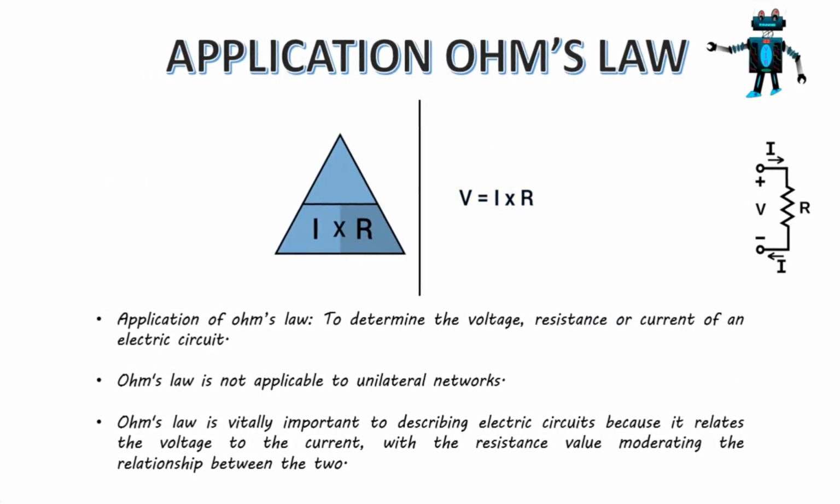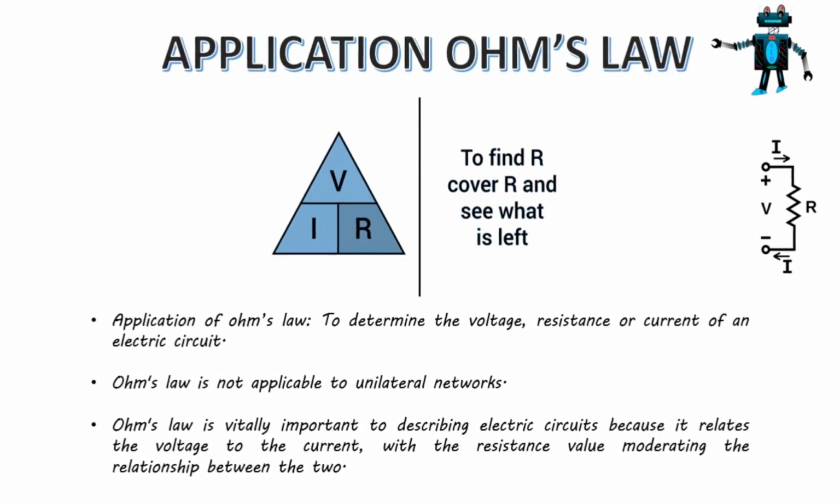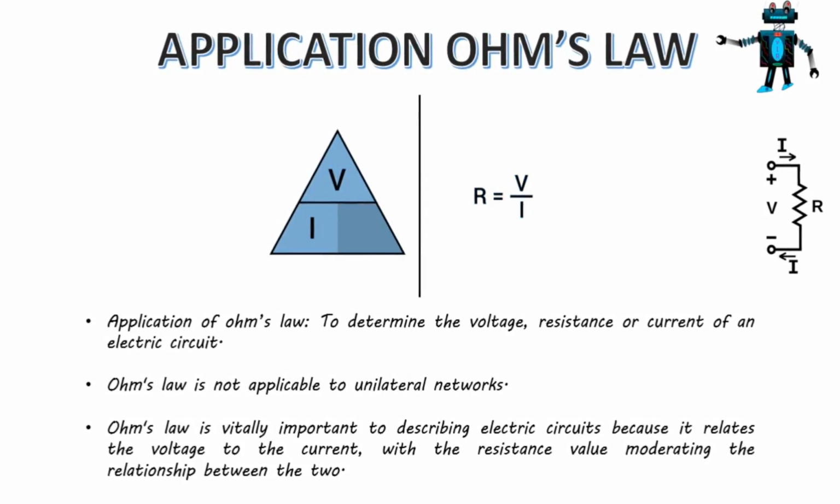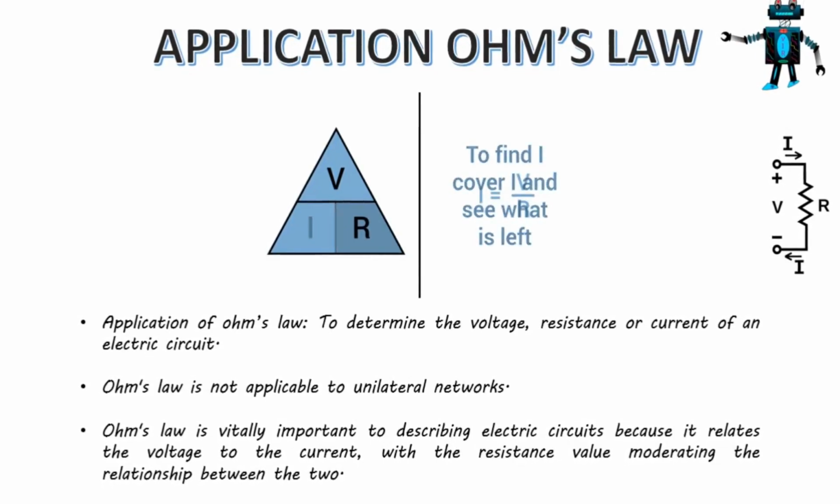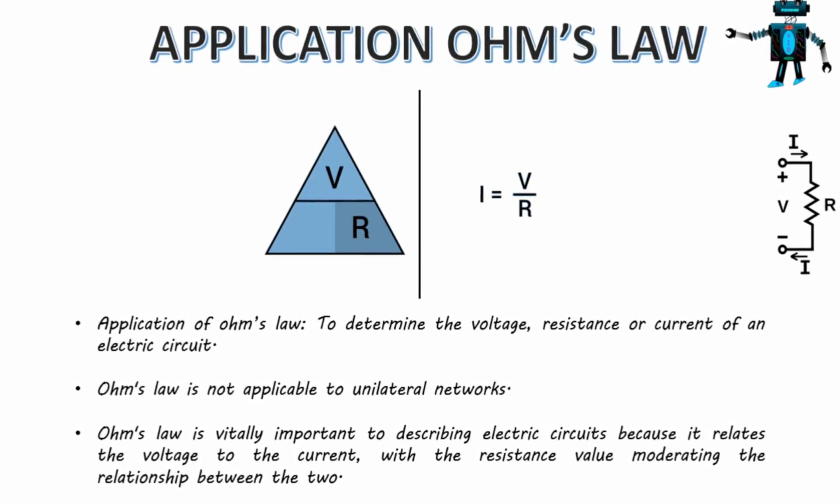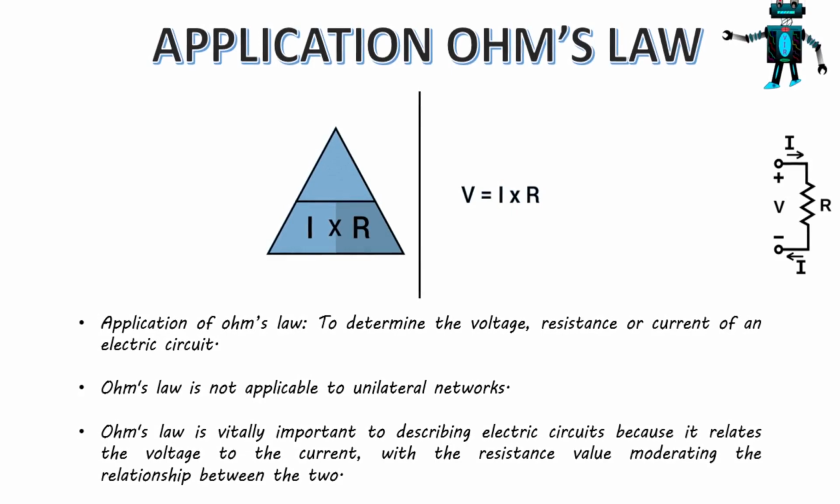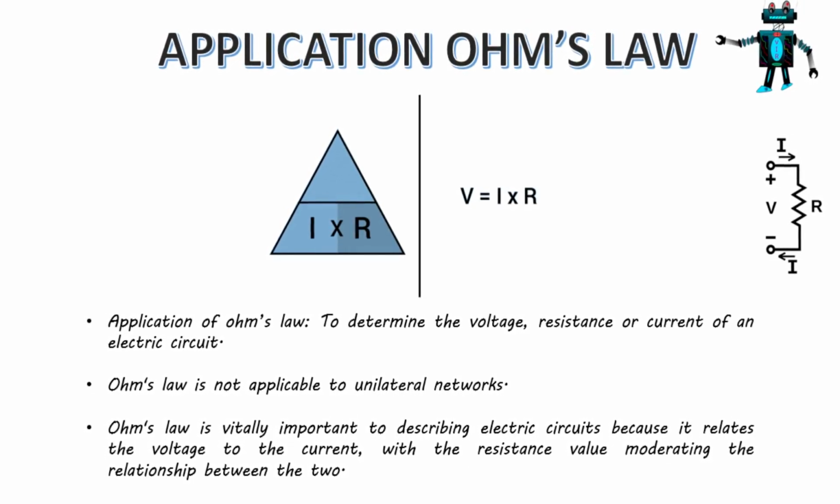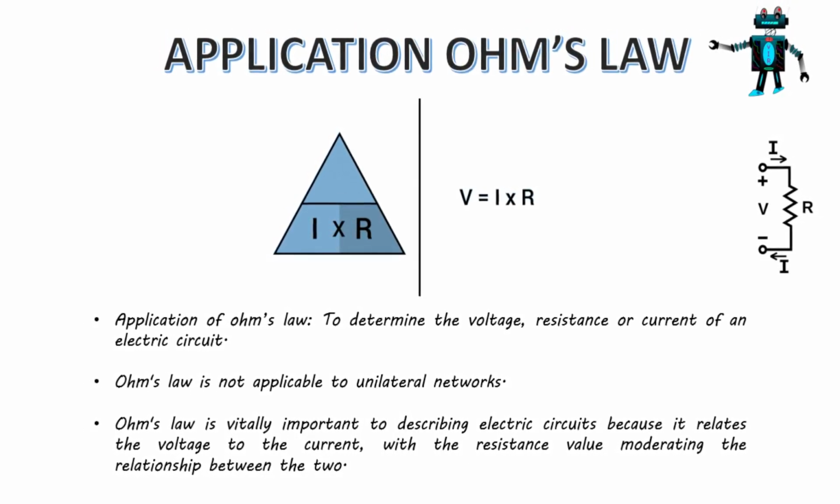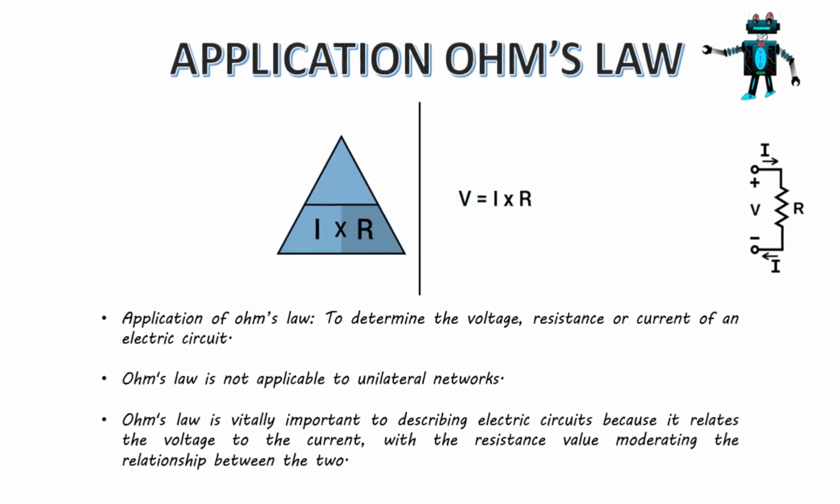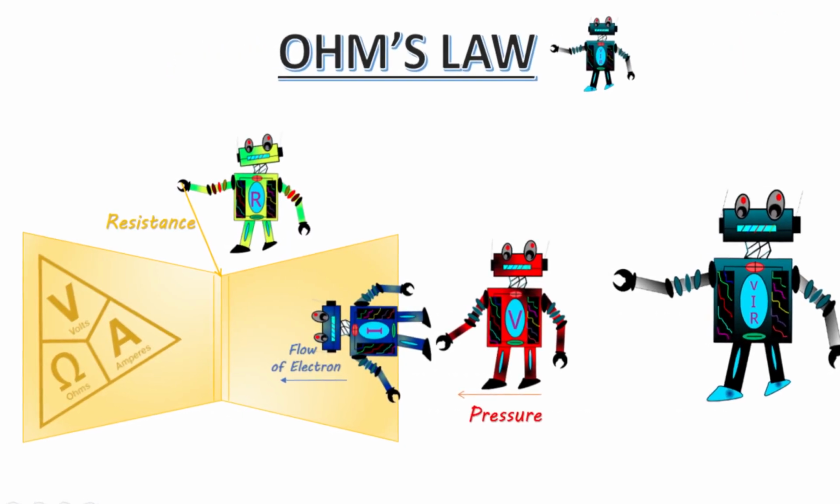Application of Ohm's law, to determine the voltage, resistance, or current of an electric circuit. Ohm's law is not applicable to unilateral networks. Ohm's law is vitally important to describing electric circuits because it relates the voltage to the current, with the resistance value moderating the relationship between the two.